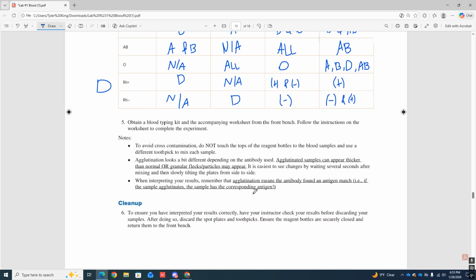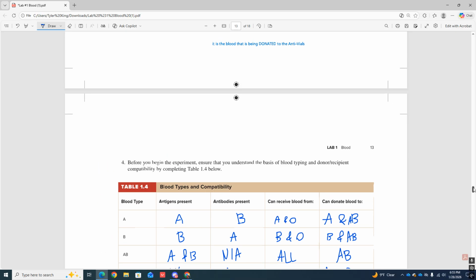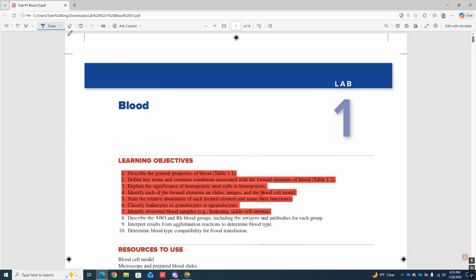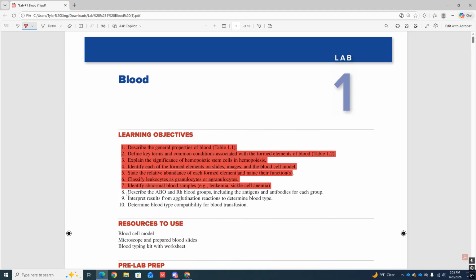Beautiful. All right, and guys, that's it. That's it for Lab 1. So that is blood. So let's go up here, learning objectives. We for sure did all this. We talked about the blood types, all right? Antigens, antibodies for each group. We did the table, interpreted results from the agglutination reactions to determine blood type, and we helped determine blood type compatibility, all right?